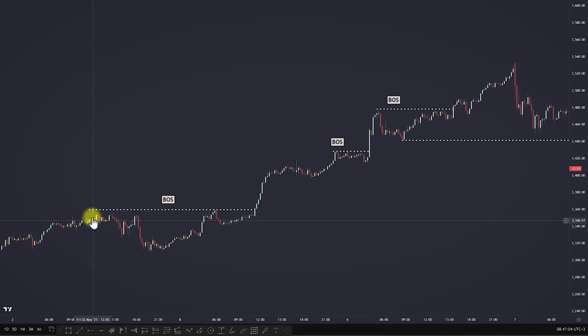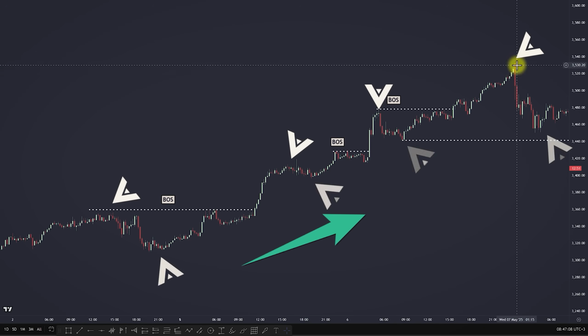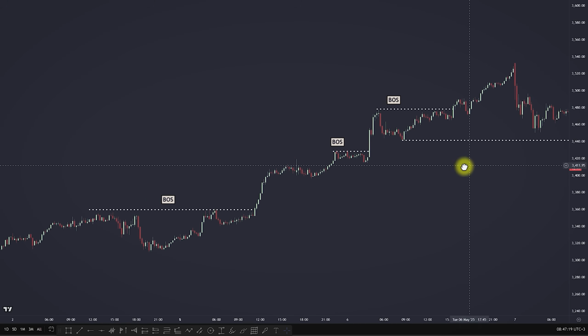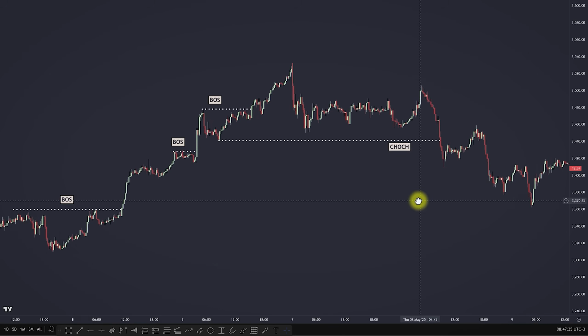Watch this. We're in a clear uptrend, making higher swing highs and higher swing lows. Each time price makes a new high, that's a break of structure, a confirmation that buyers are still in control. But look what happens here. Price makes a sharp move down and breaks below the last swing low. That's a change of character.